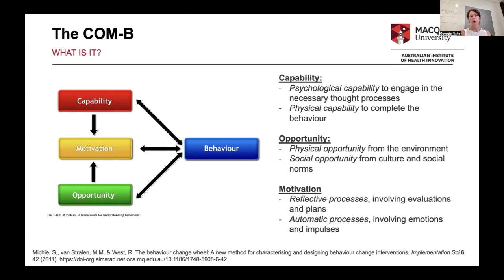So if we look at the individual components, your capability can be thought of as your psychological capability to engage in the necessary thought processes to complete a behaviour, or your physical capability to complete a behaviour. So whether you have the skills necessary to actually complete it. Next, looking at your opportunity, so your physical opportunity afforded from the environment around you, but also your social opportunity from the culture that surrounds you and the social norms that surround you. And finally, your motivation. So what reflective processes are you using to select the behaviours that you'll exhibit, involving evaluations and plans? And then the more automatic motivation or automatic processes, which are more impulsive and involve a little bit more emotion.